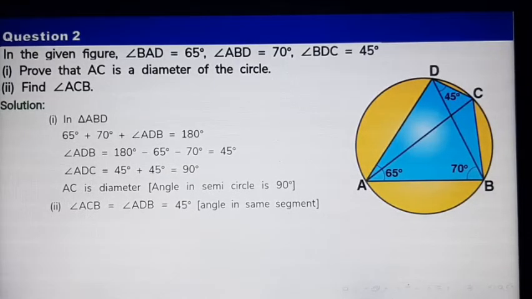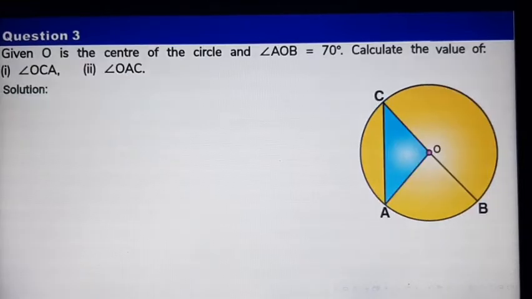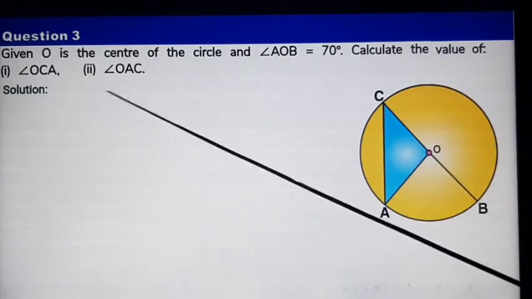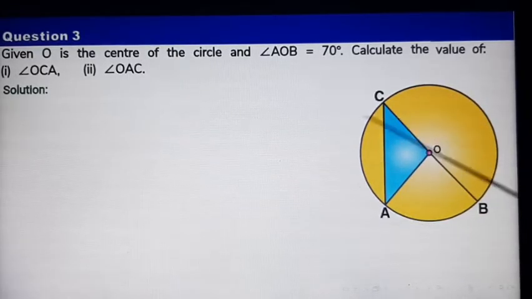So pause the video to note down. Alright, the third question for the day: given O is the center of the circle and angle AOB is 70 degrees, that means this angle is given to be 70 degrees. We need to calculate the value of OCA, that is this angle, and OAC, that is this angle.